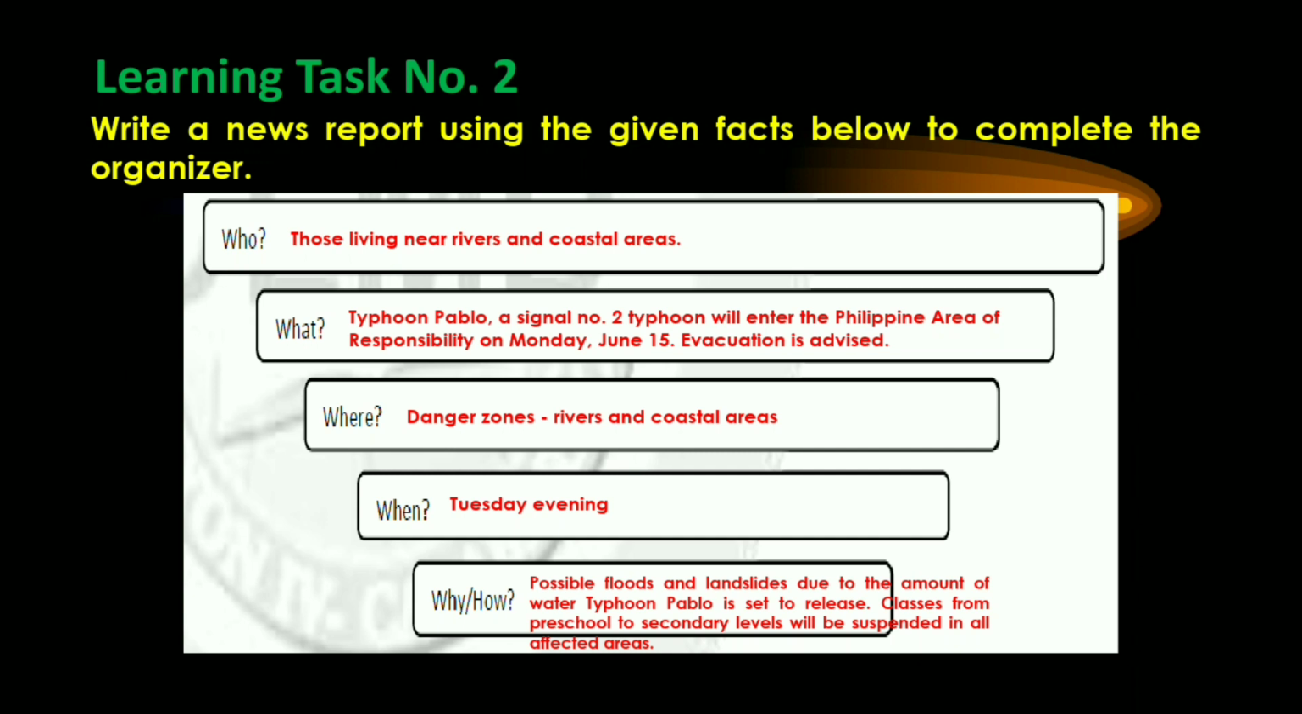That's it. So when writing a news report, kids, as I've mentioned a while ago, you have to include the given facts: the who, the what, the where, the when, the why, and how of the news report for it to be complete.